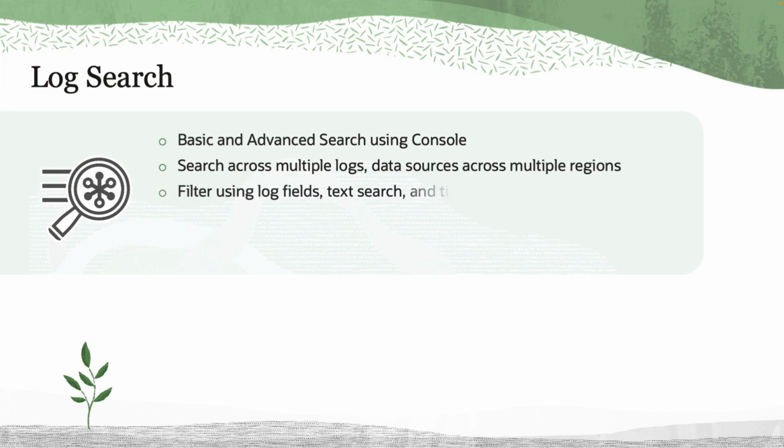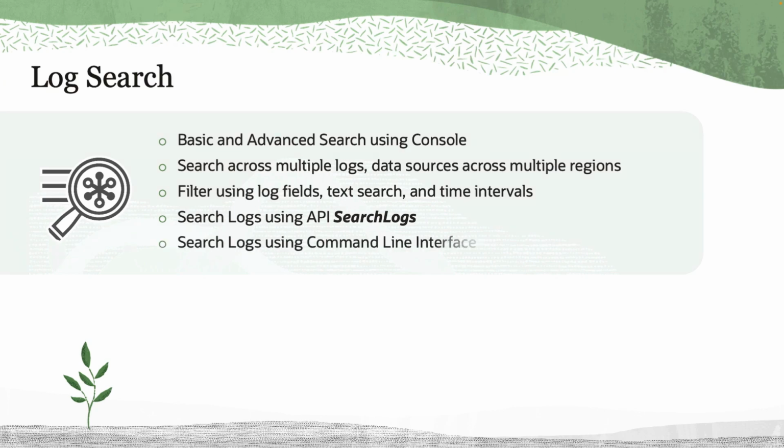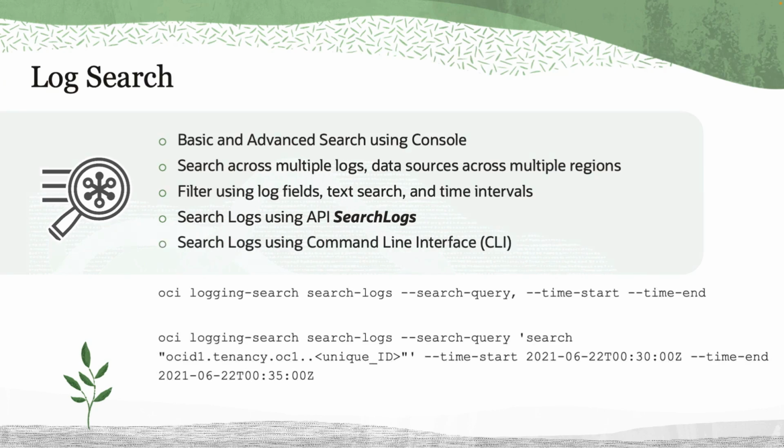regions. Logs can be filtered using log fields, or you can provide a keyword in the search criteria while choosing a time interval. Apart from using the OCI console, you can also use the API search logs to run a log search. The next way of searching logs is using CLI, or the command line interface. Here is an example on how to use CLI and the syntax.